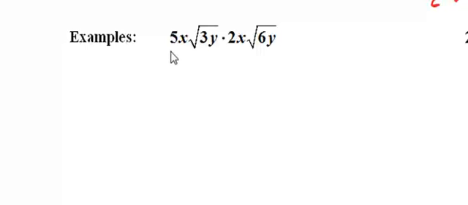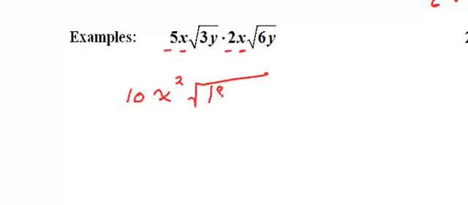Well, what we're going to do is we're going to multiply the numerical values first. 5 times 2 is 10. Then we're going to multiply the variables out front. We have x times x, that's x squared. Then we're going to multiply our square roots. We're going to multiply these insides. 3 times 6 is 18. y times y is y squared.